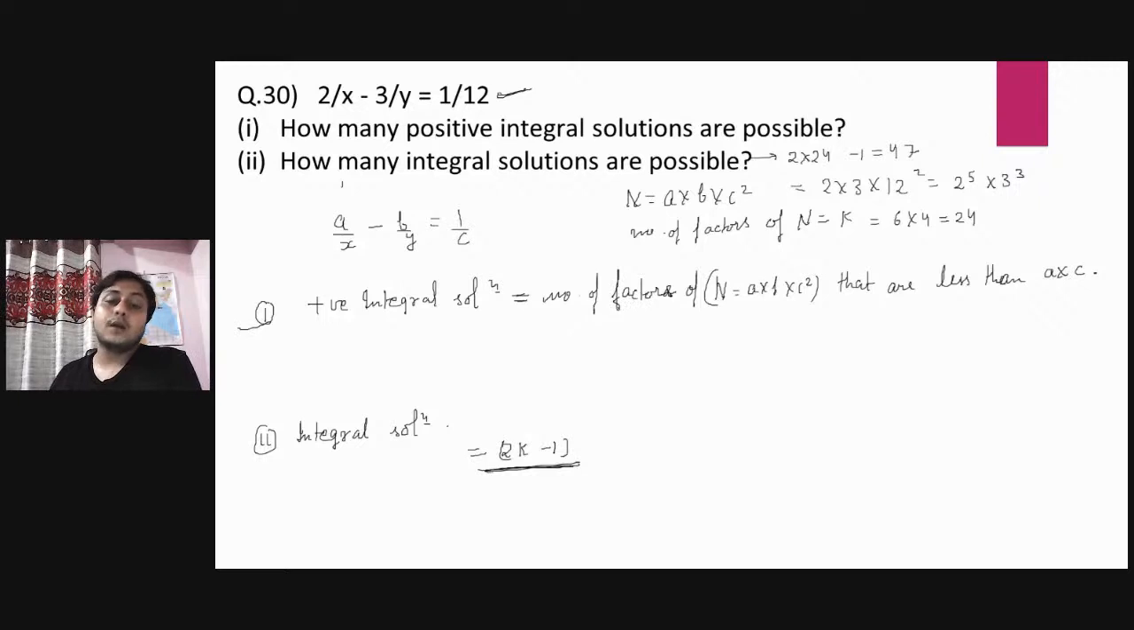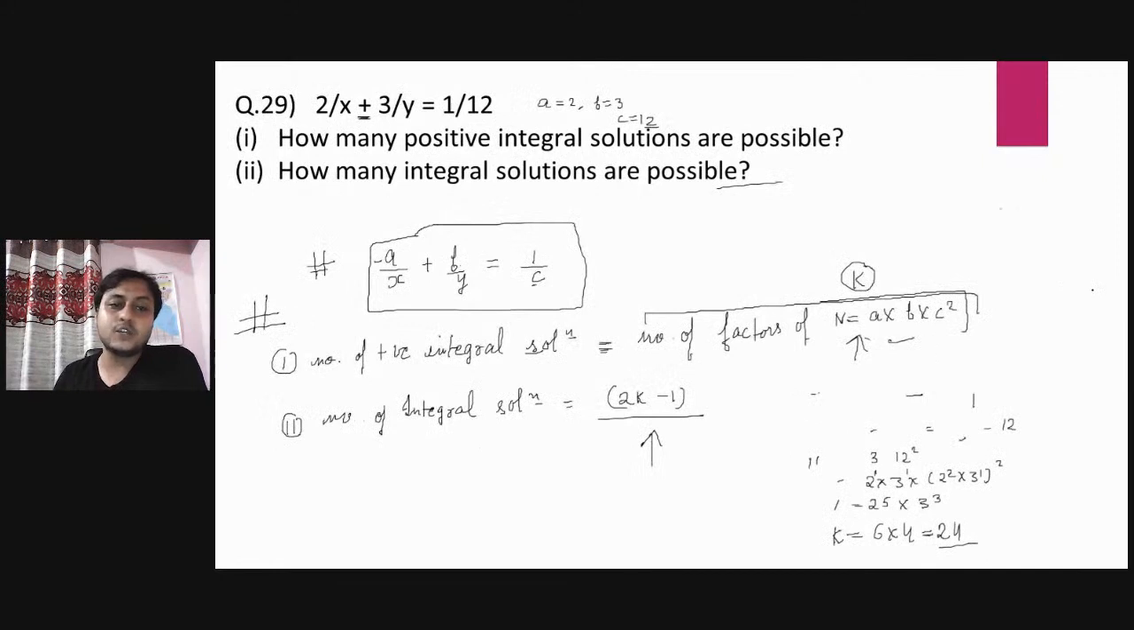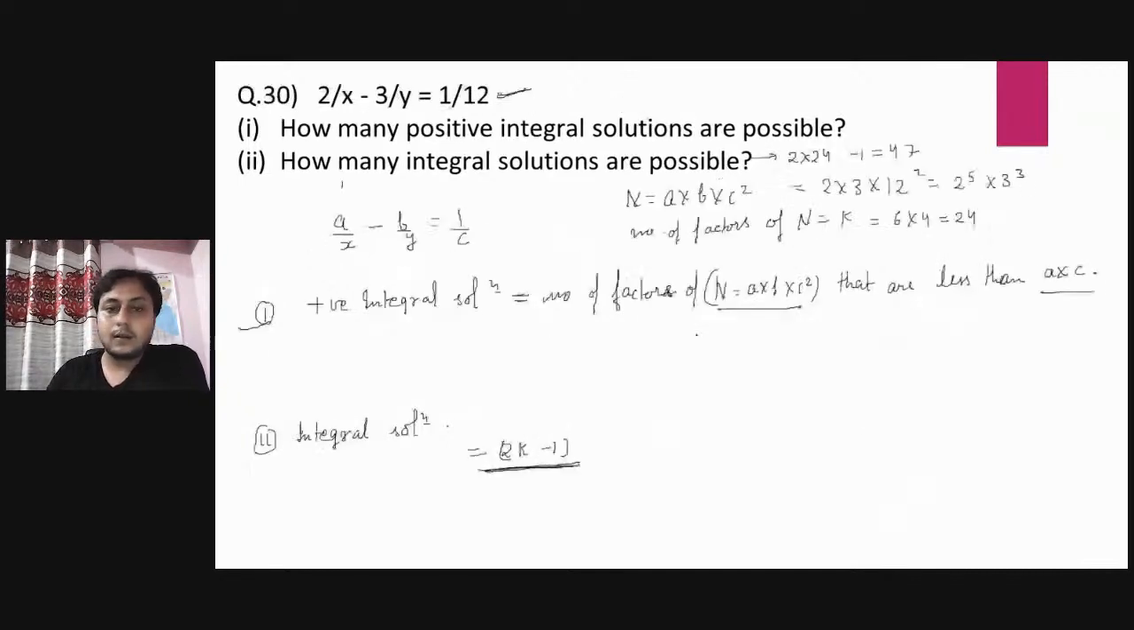So for positive integer solutions, in case of negative sign, that should be equal to the number of factors of this number that are less than a into c. And in case of positive sign, the number of positive integer solutions should be equal to the number of factors only of this number, means k. Got it? Now come to this question. The integer solutions should be 47 in this case.